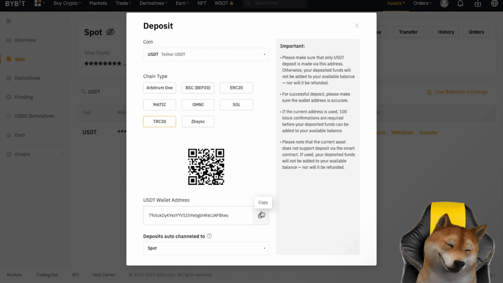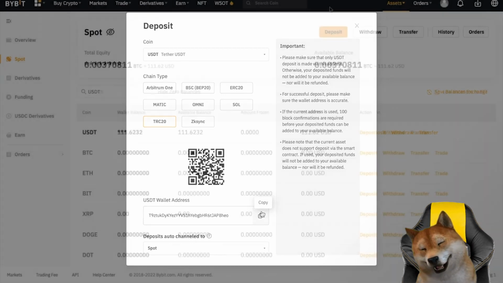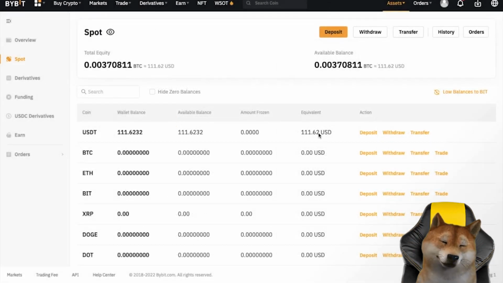So I've currently got some USDT, which is a stablecoin pegged roughly 1-to-1 to the US dollar. But what if I wanted to trade that for Bitcoin instead? Well, that's what we're going to look at now. If we head across to Markets and choose Spot, here you will find all the available trading pairs, which are essentially what you can trade from and to.